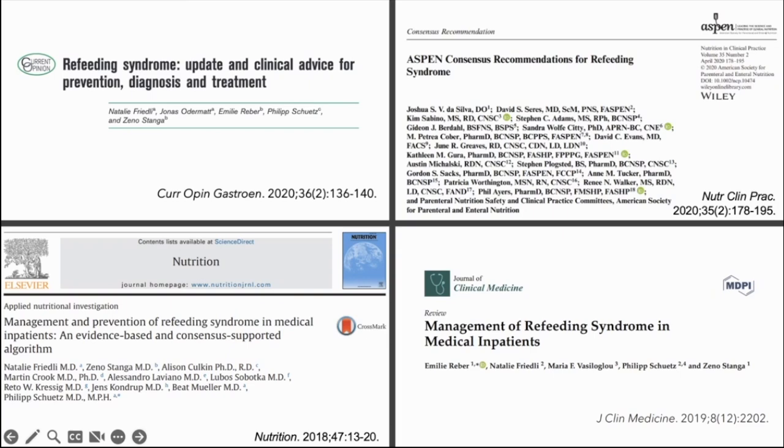Fortunately, refeeding syndrome is entirely preventable, and several practice guidelines and algorithms have been developed to guide clinicians in providing nutrition support, including parenteral nutrition, in a way such that it is done safely and prevents or reduces the risk of refeeding syndrome from occurring. These guidelines also serve to guide clinicians in the management of refeeding syndrome if a patient is showing signs and symptoms. As you will see, the prevention and management of refeeding syndrome is a multidisciplinary affair.